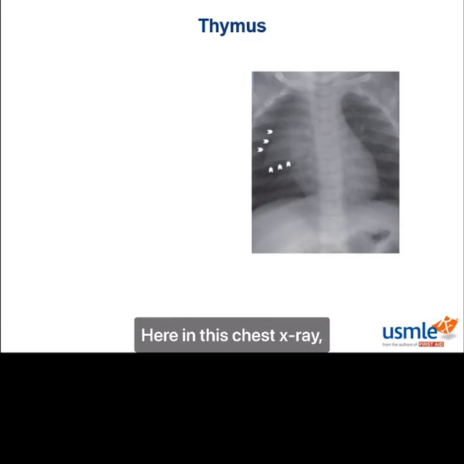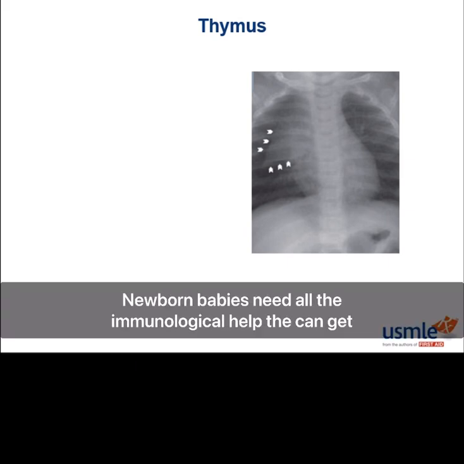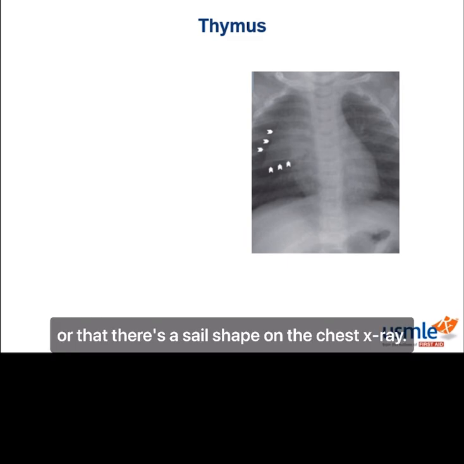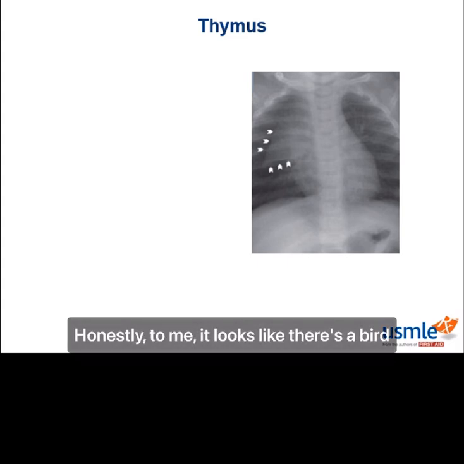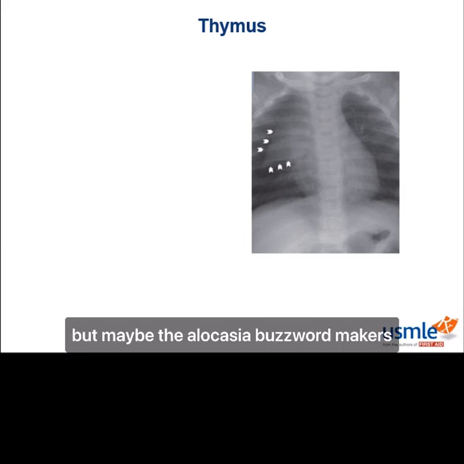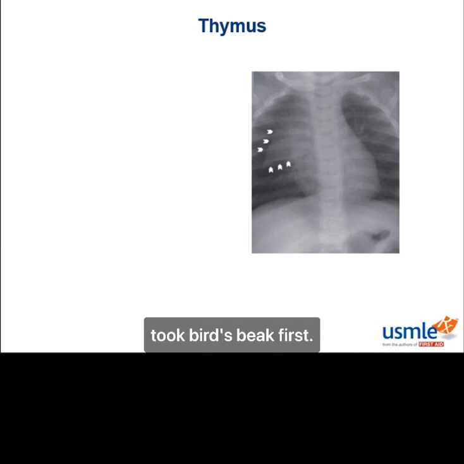Here in this chest x-ray, we see a normal neonatal thymus. Newborn babies need all the immunological help they can get since they're still developing. The buzzword is sail sign, or that there's a sail shape on the chest x-ray. Honestly, to me, it looks like there's a bird sitting on the diaphragm and the little sail looks more like a bird's beak, but maybe the achalasia buzzword makers took bird's beak first.